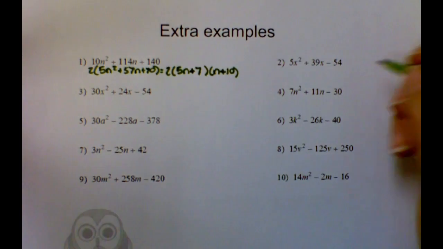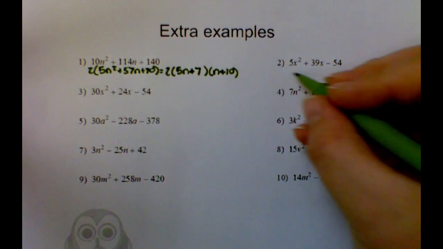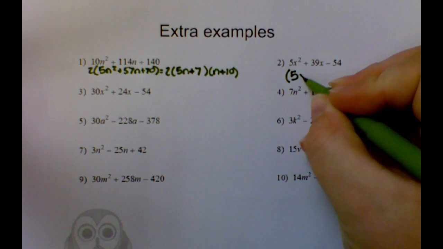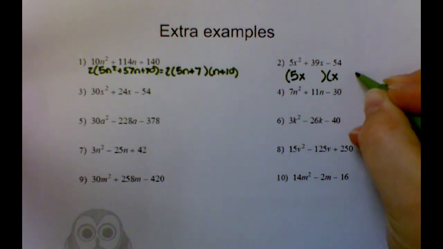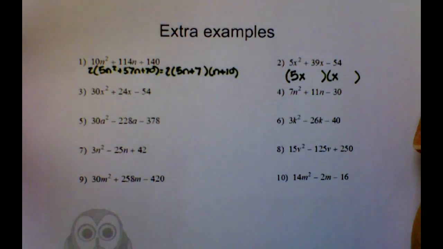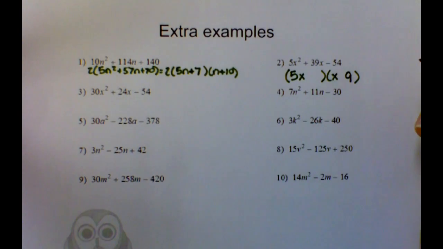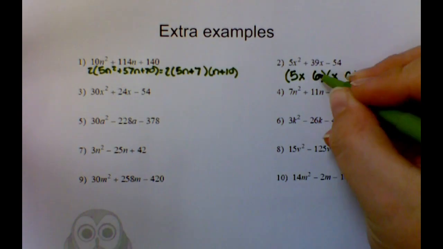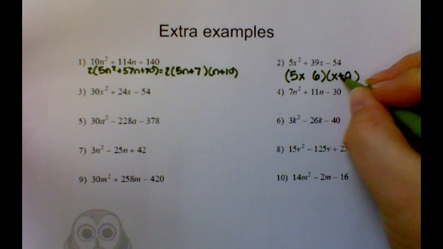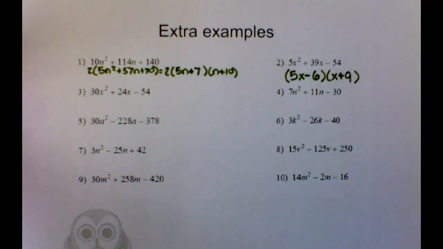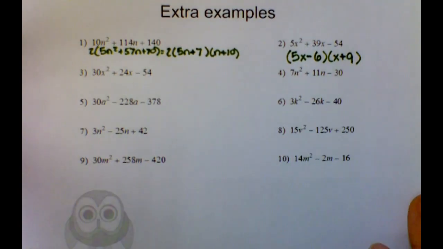For number 2, there is no GCF on this one, so we dive straight in. The only way to break apart 5x squared is 5x and x. Numbers that multiply to 54, I like 6 and 9, because 5 times 9 makes 45. Minus 6 would make 39, so positive 45, negative 6. There we go.